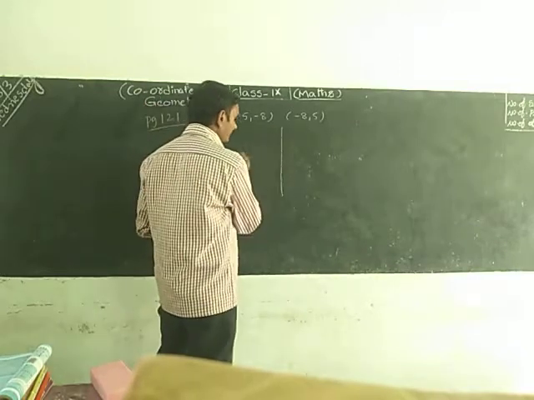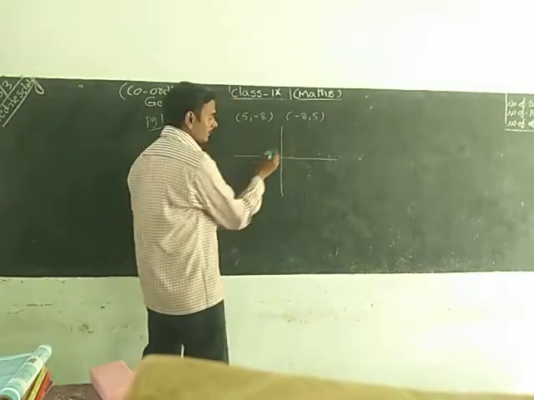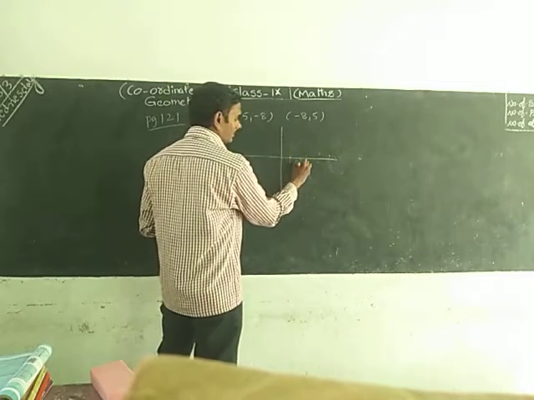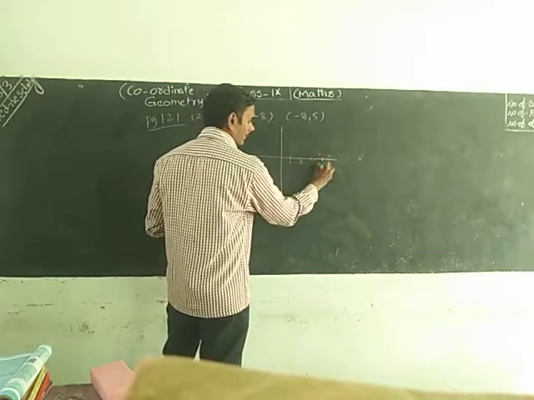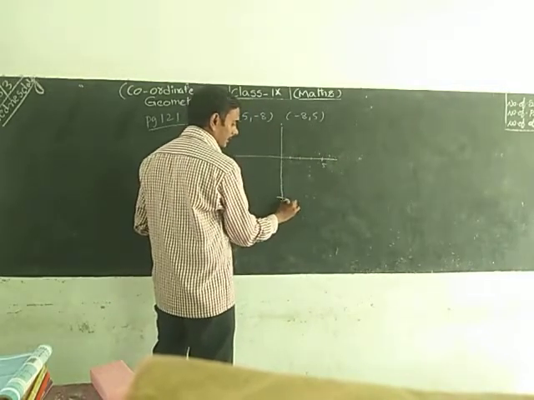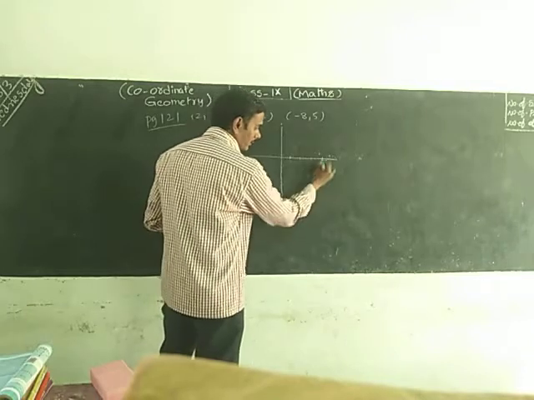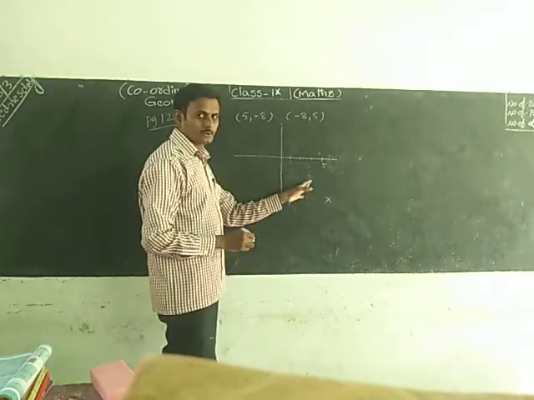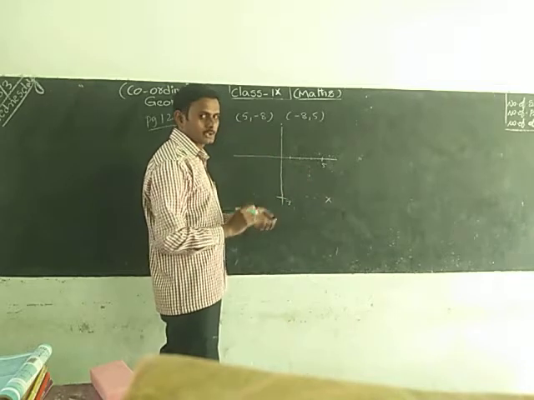See here, if I draw roughly, the point 5, minus 8: on the x-axis 5 is located at 1, 2, 3, some 5 here. Minus 8 is located on the y-axis. That means those are coinciding here. For understanding purposes only I am drawing this graph. No need to draw while answering the question.